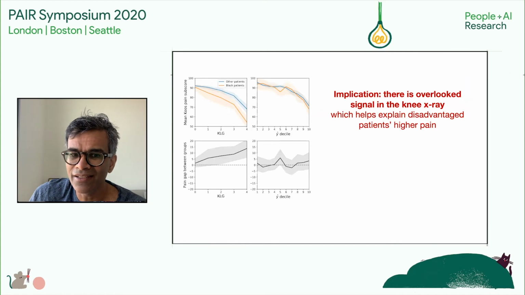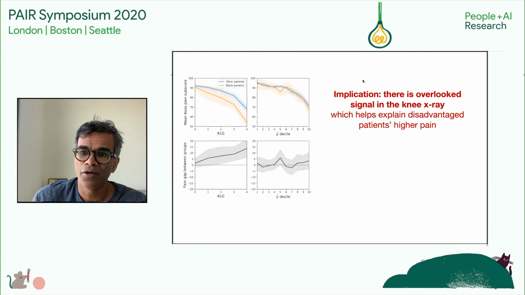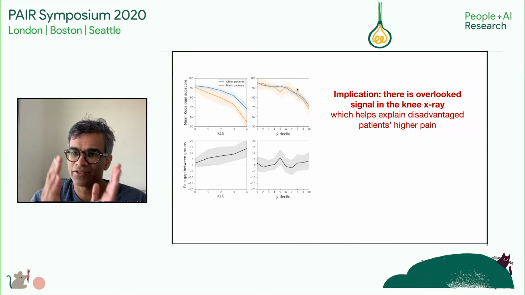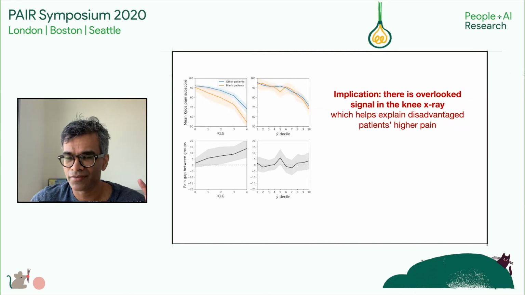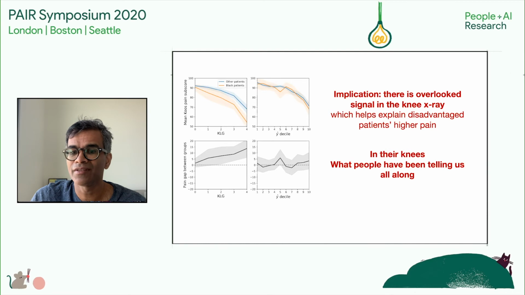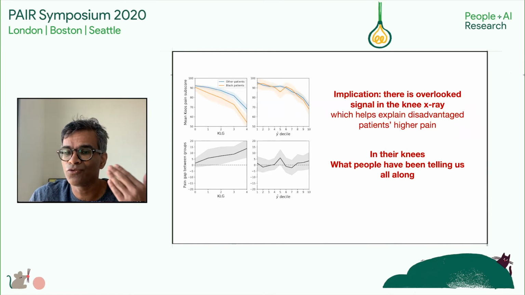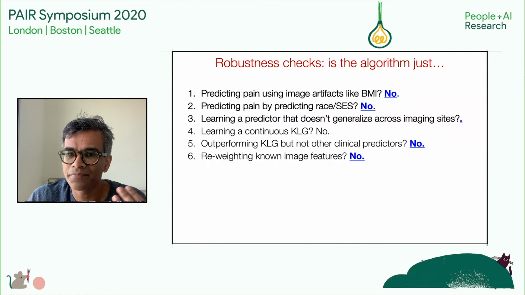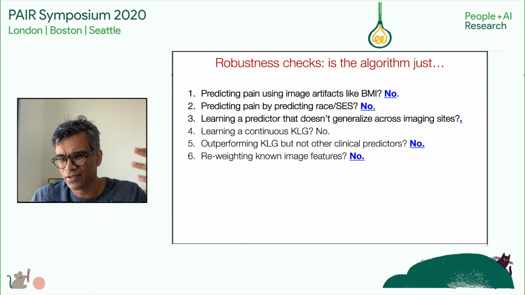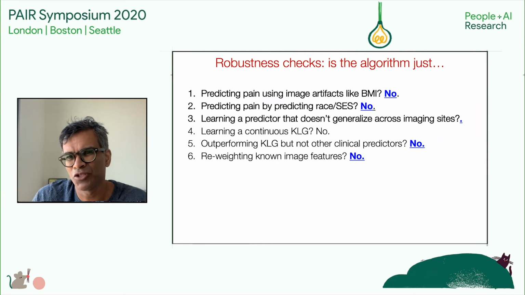What we find here is that when we condition not on the doctor's score, but on the algorithmic prediction, that's on the right-hand side, the gap significantly diminishes. So while doctors don't see anything in the knee, algorithms definitely do. It's in their knees, which is what people have been telling us all along. And you can look at our paper, but we deal with all the obvious things. Is it image artifacts? Is the algorithm just predicting race somehow? A bunch of these things.